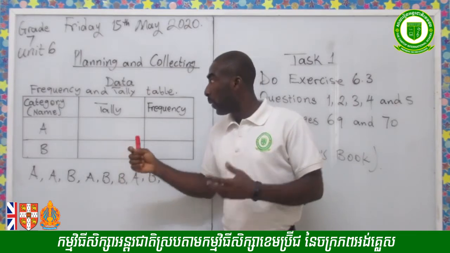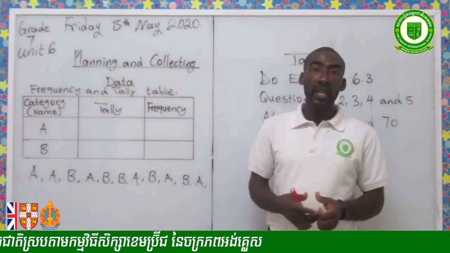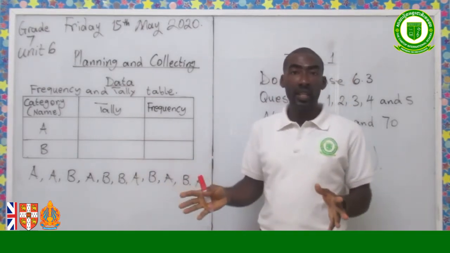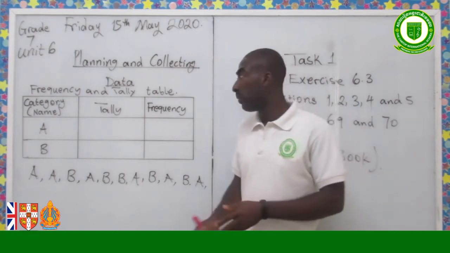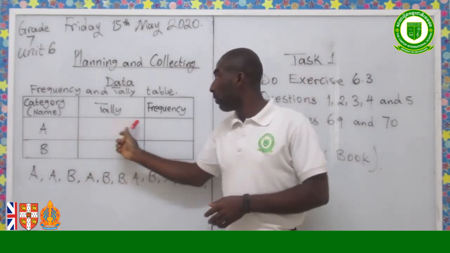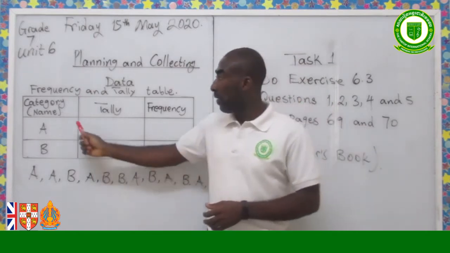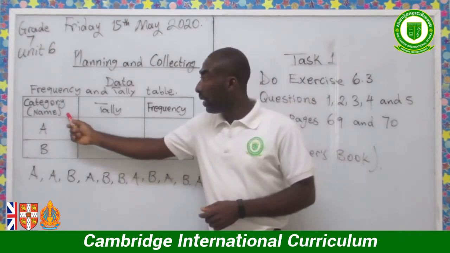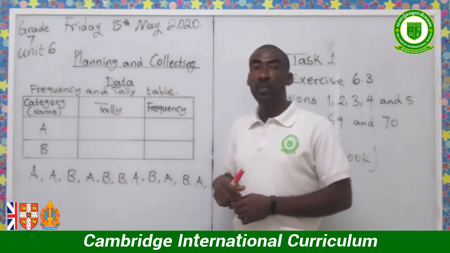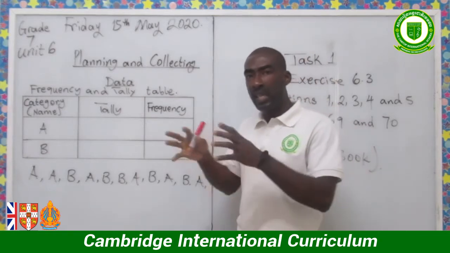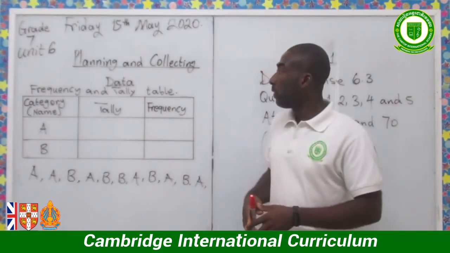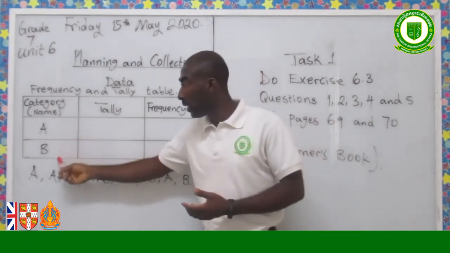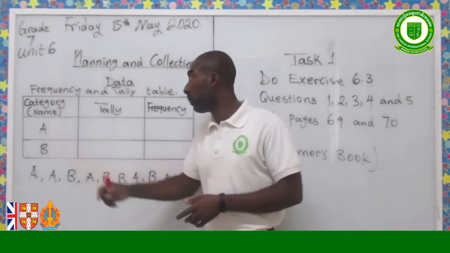So how do you prepare a tally table, or how do you prepare a frequency table? This is an example of tally and frequency table combined together. There are three columns in this table. The first column is the category, and the category could be a name, it could be the identification of the subject that you are dealing with. If you are dealing with people, you can put their names here. If you are dealing with objects, you also put their names here.